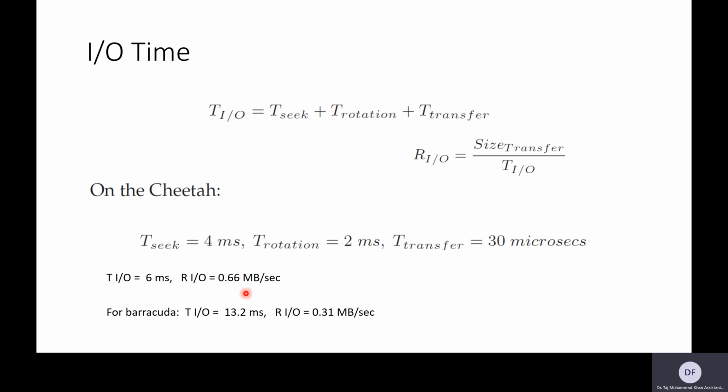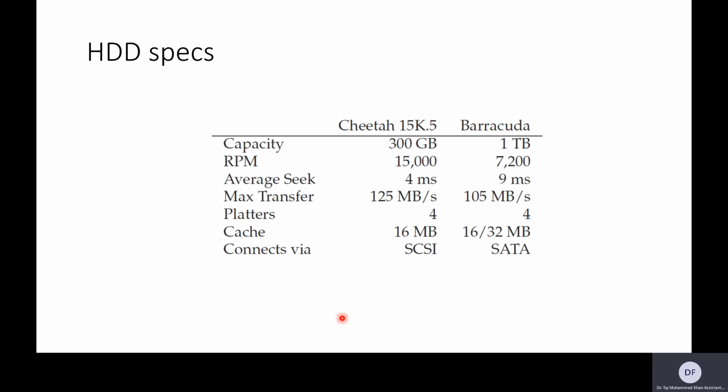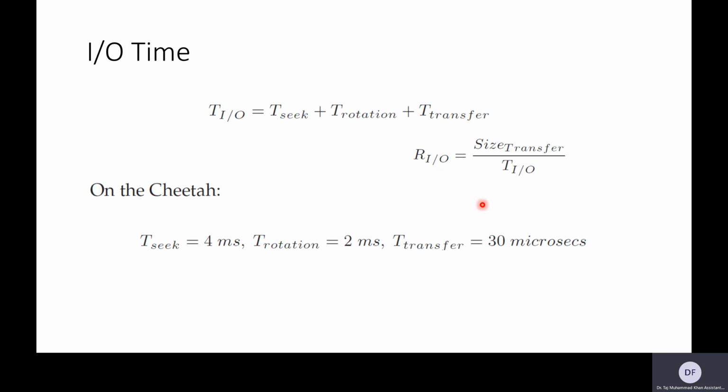For Barracuda, we calculated the same specs using the same methods, and it gives us a transfer time of 13.2 milliseconds. So for the same amount of transfer, that gives a transfer rate of 0.31 megabyte per second. See their advertised transfer rates here, 125 megabyte per second and 105 megabyte per second. In actuality, if you do very small transfers, the transfer rates we get are 0.66 megabyte per second and 0.31 megabyte per second.